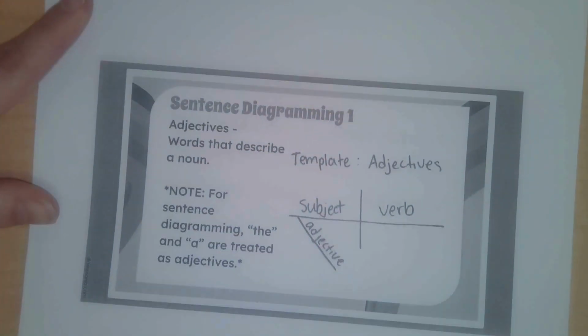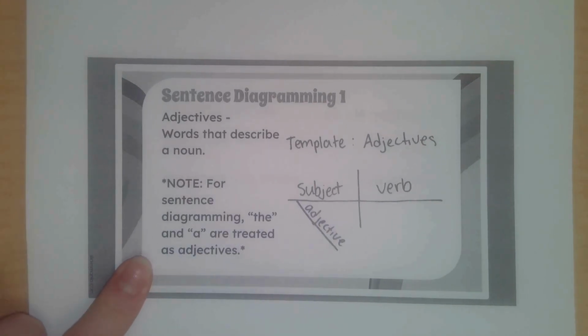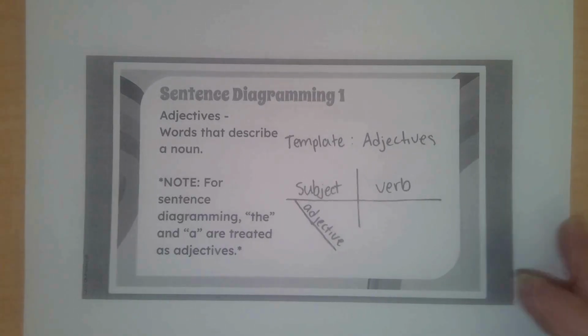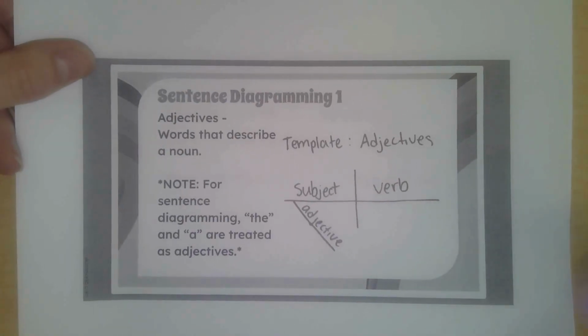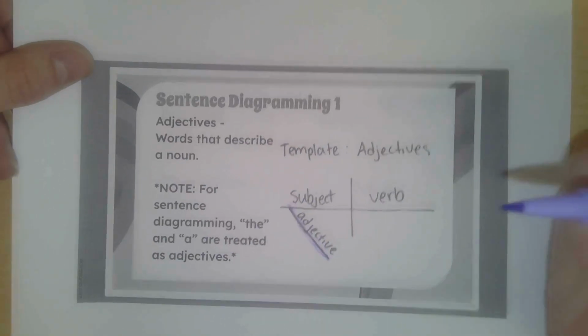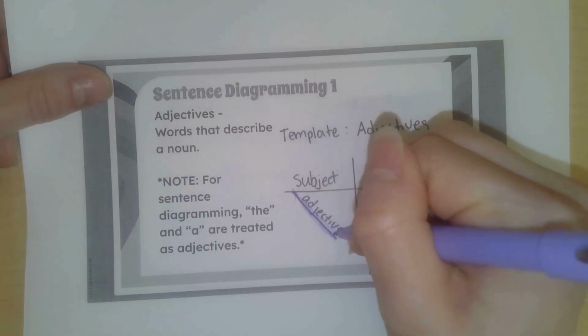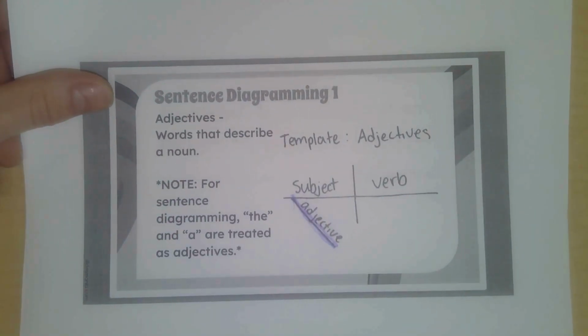Moving on from questions, we are moving right along. We've got adjectives. These are words that describe a noun. I want to make a note that for sentence diagramming, the and a are treated as adjectives. Technically, they are articles, but they get treated differently for sentence diagramming to keep things simple, just for sanity's sake. So when you do adjectives, you're going to draw a line that connects to the word that it's describing. In sentence diagramming, if a word is describing another word, it always connects to that word's line.